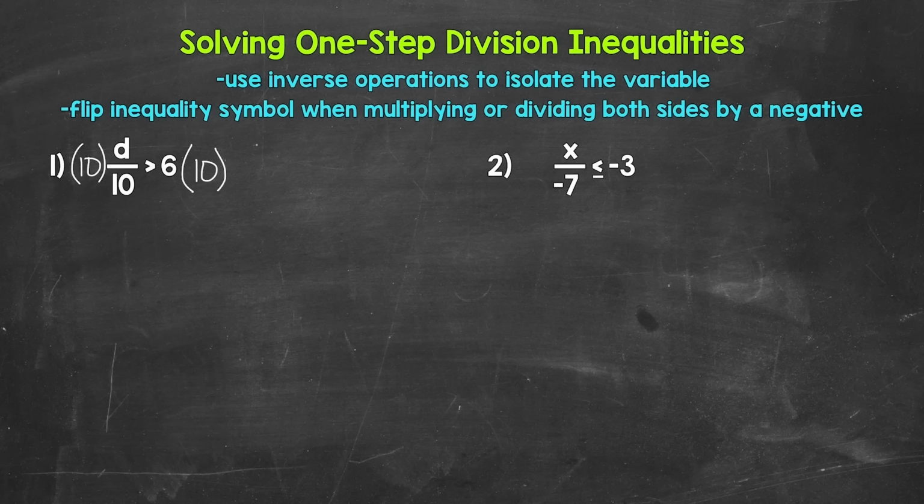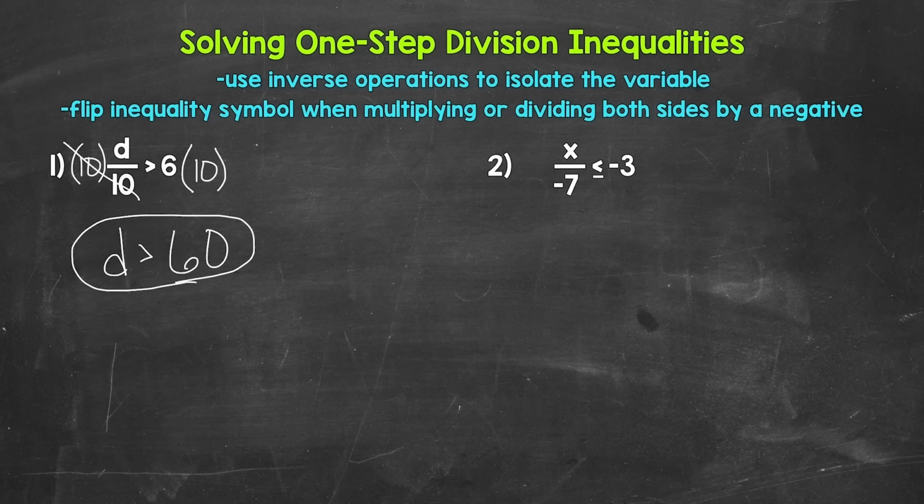Now on the left side, these 10s cancel each other out. So d is now isolated. We have d is greater than, and then on the right side, 6 times 10 gives us 60. So we have d is greater than 60. So any value greater than 60 is a solution of this inequality. It makes it true. And let's check a solution to make sure we are correct here.